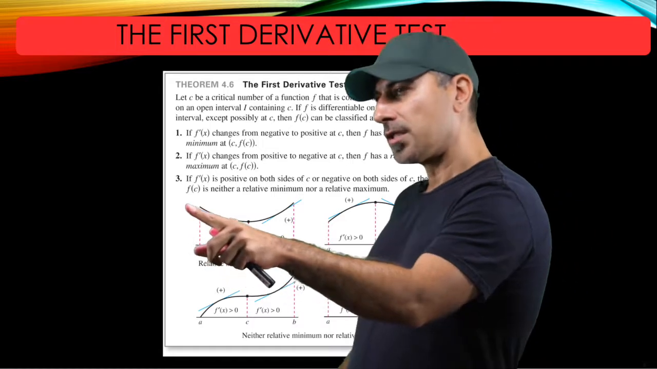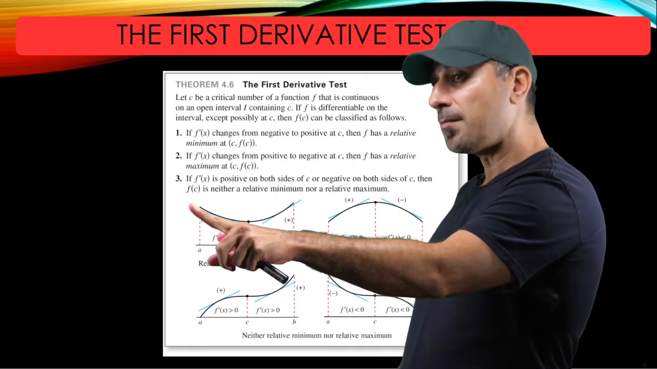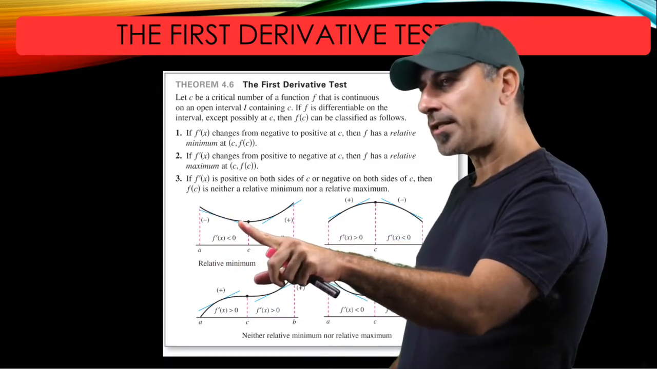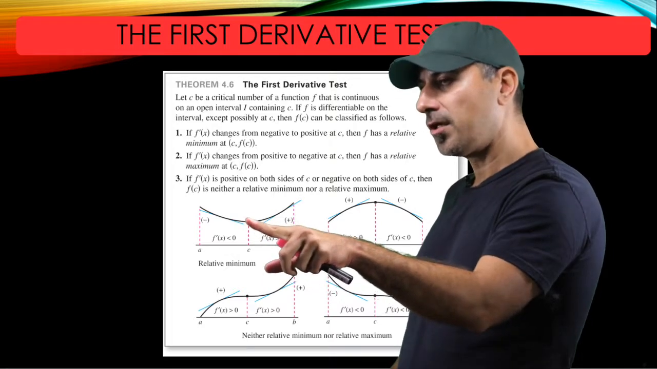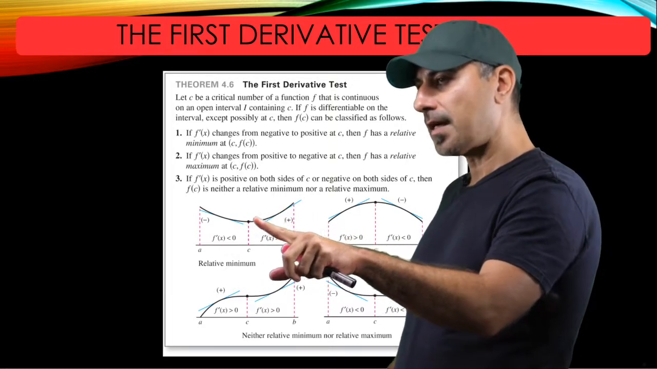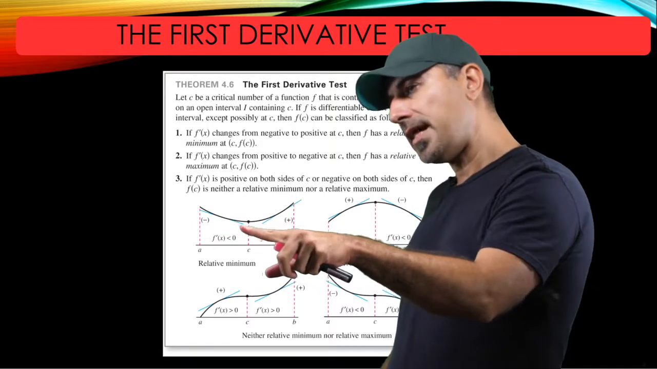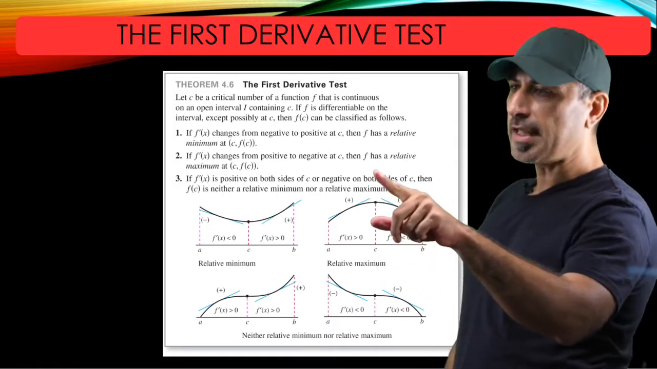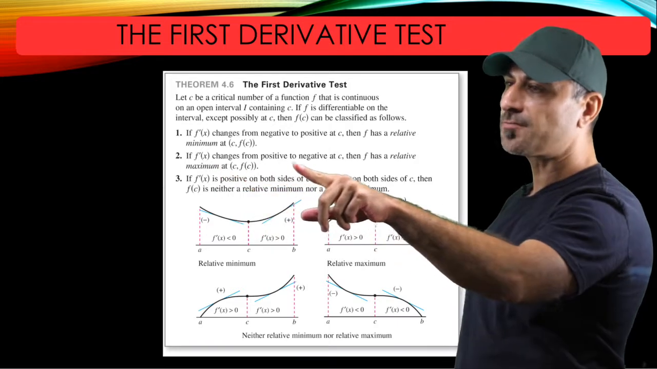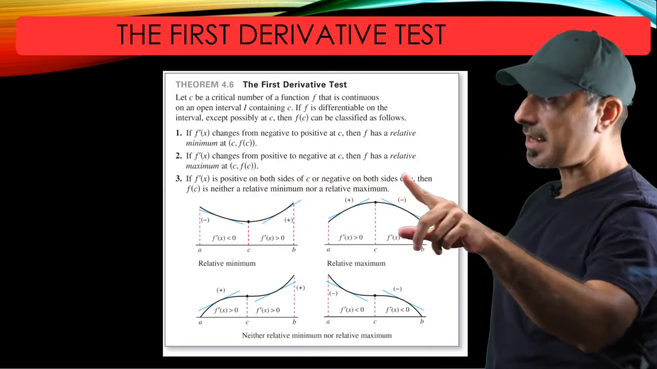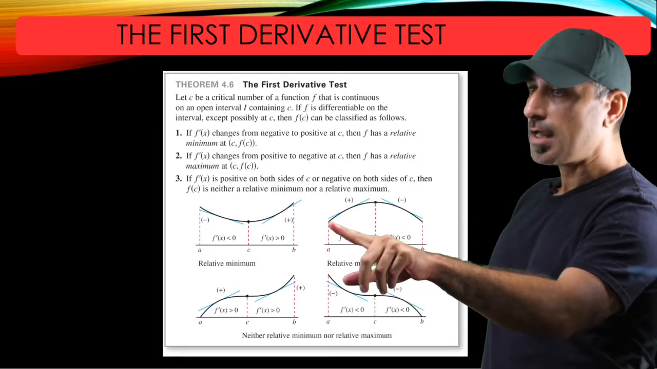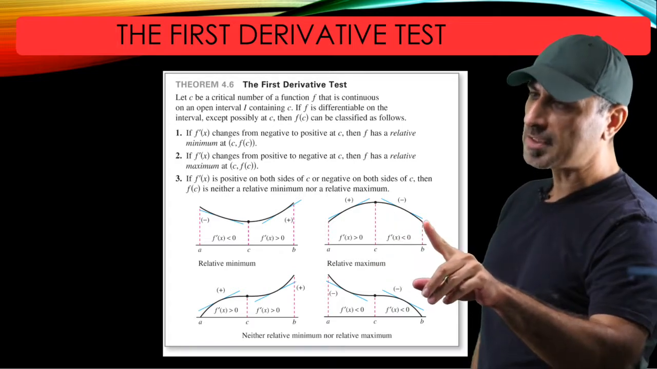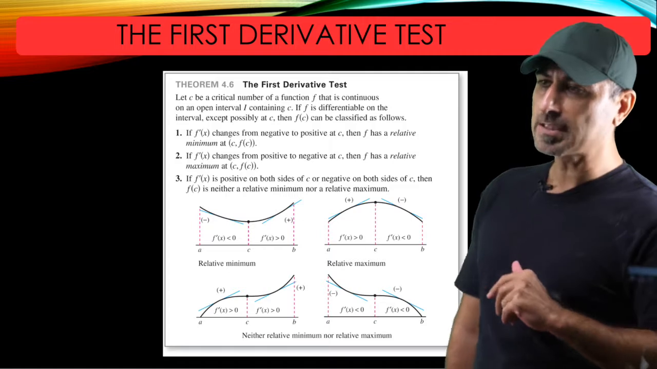So here we go. If f prime is negative on the left of c, which means f is decreasing, and you hit the critical point where you have a horizontal tangent line, and then on the right f prime is positive, and that means the function is increasing, so f of c becomes a relative minimum. In the second case, you have f prime changing from positive to negative at c, so then we have a relative maximum. Here f prime is positive on the left of c, and negative on the right of c, so the function makes a relative maximum at that point.